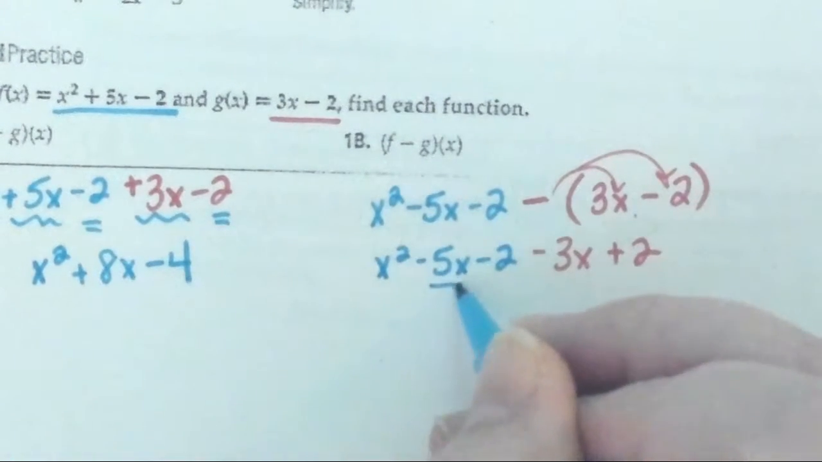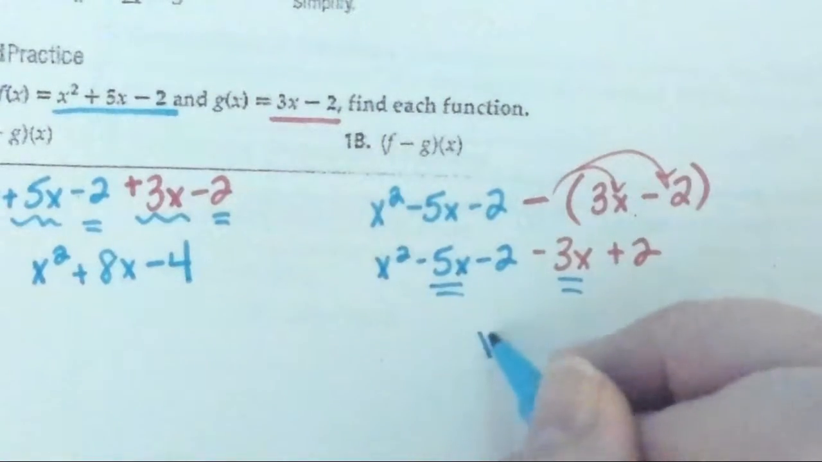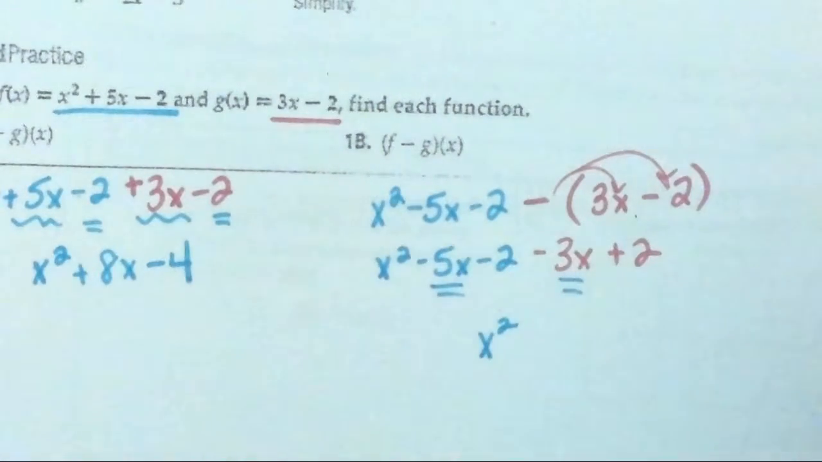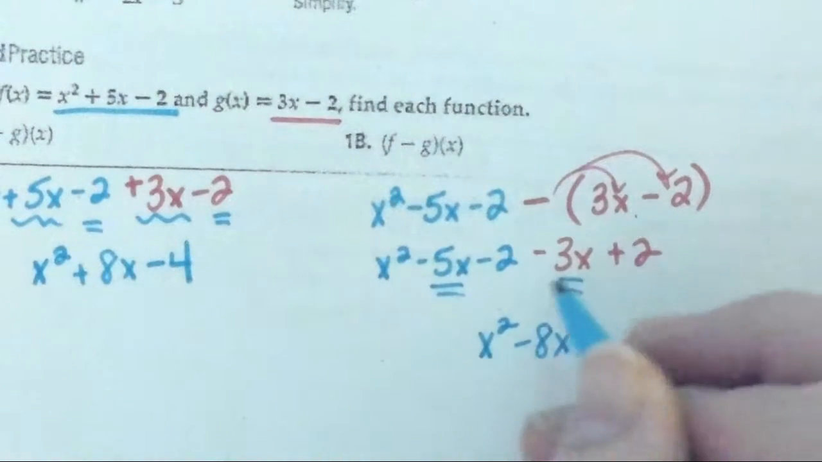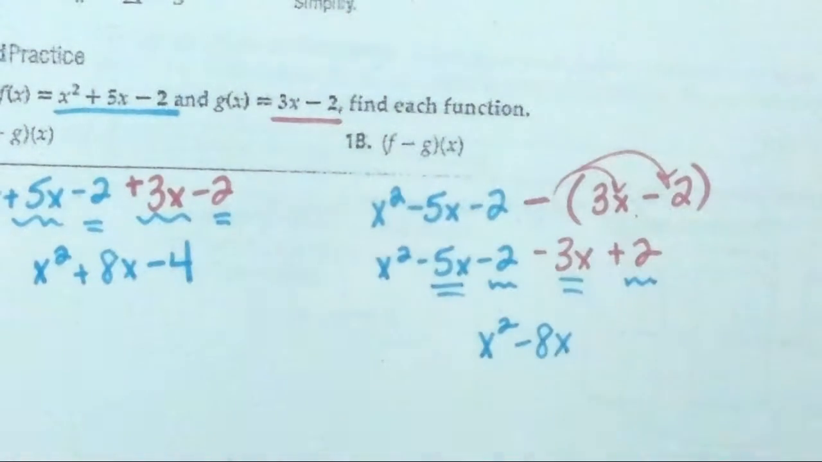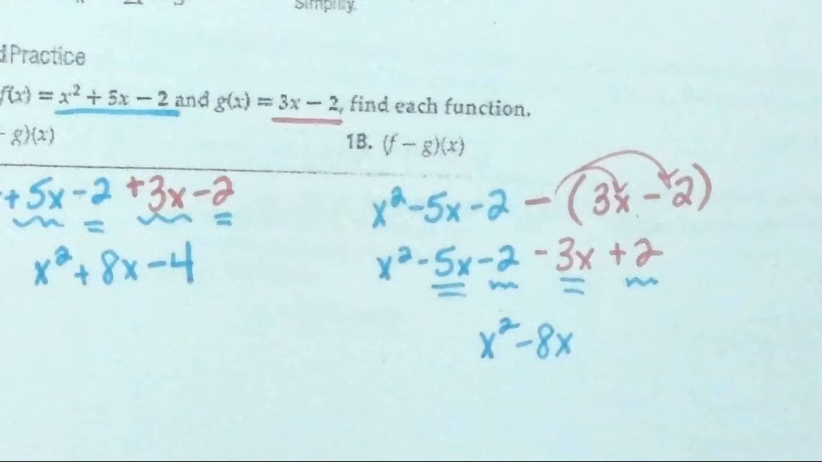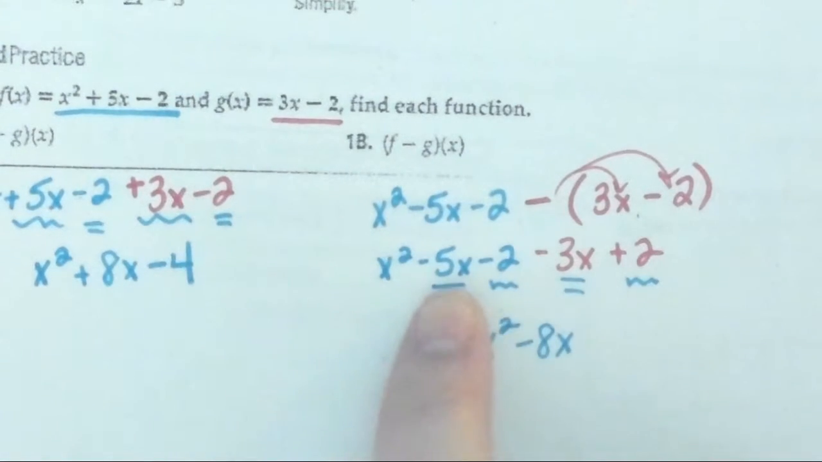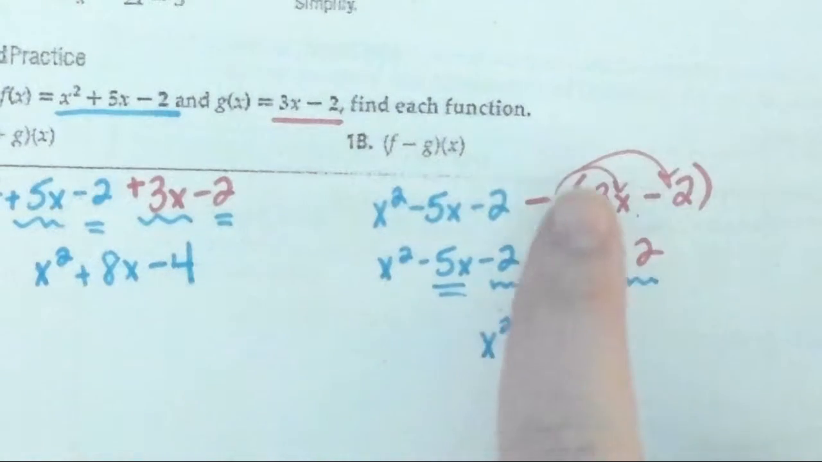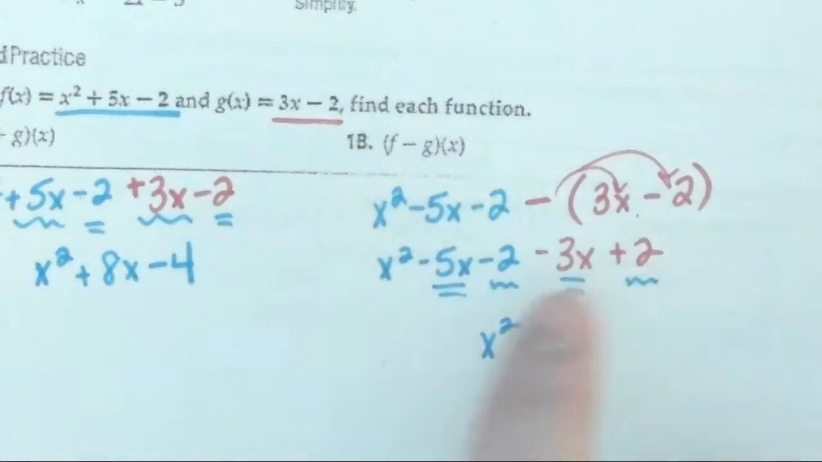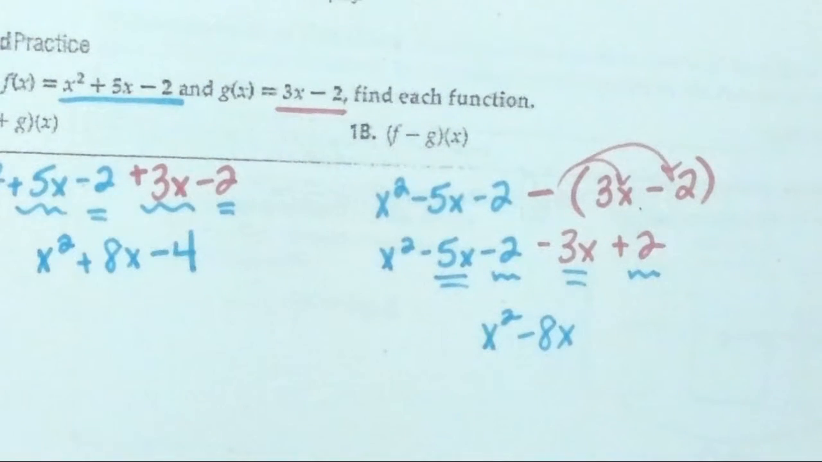Again, I want to combine my like terms. So I'll have x squared, negative 5 and negative 3 make negative 8. Negative 2 and positive 2, they end up canceling out. So that's my final answer. Are there any questions about 1b? I did minus 5, minus 3, got minus 8, minus 2 plus 2, and those canceled out. But if our churro forgets to distribute the negative, he's not going to have the 2's cancel out. He's going to end up with the wrong answer.